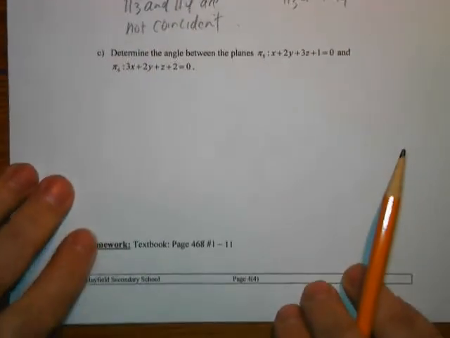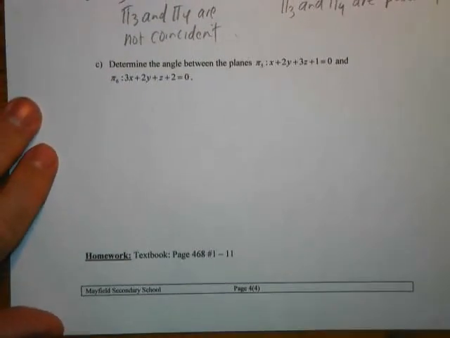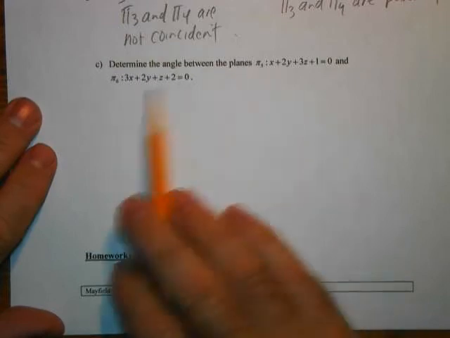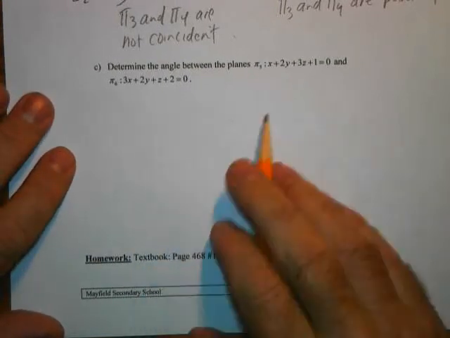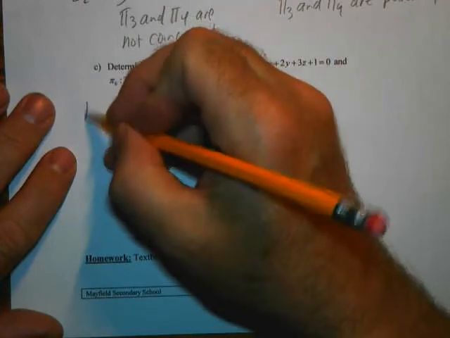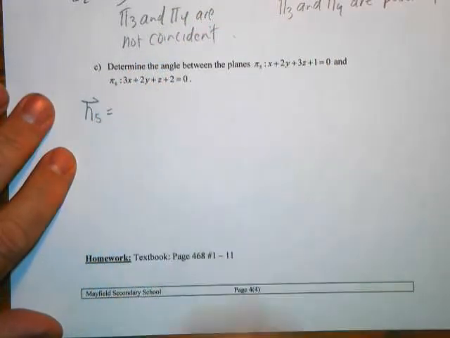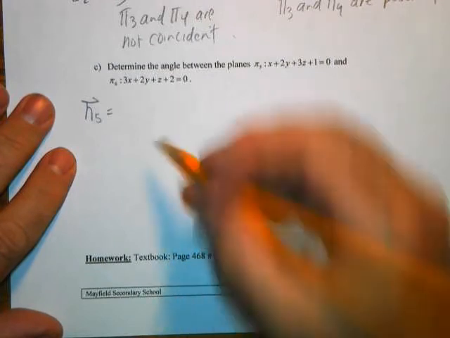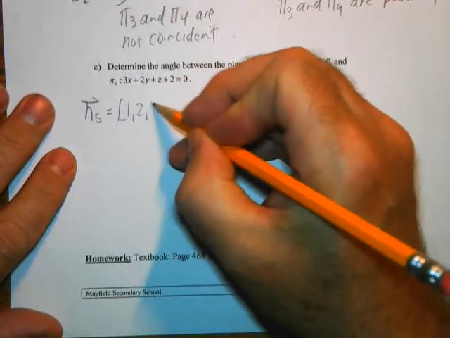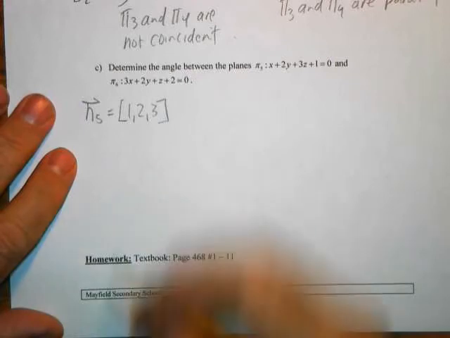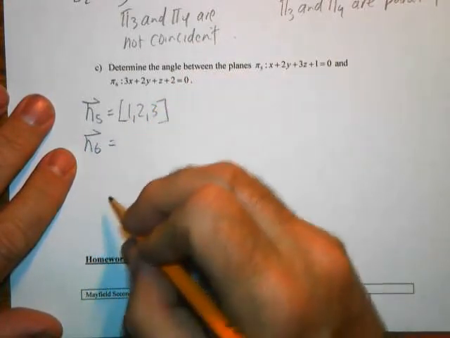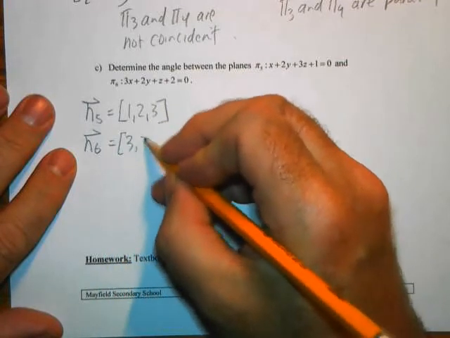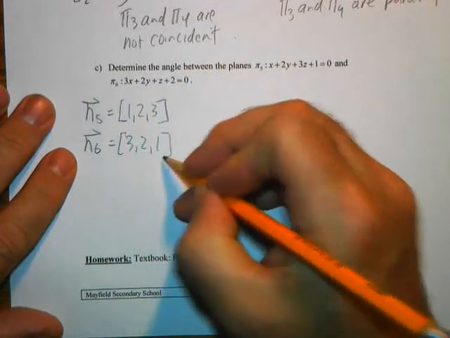Okay, last question is determine the angle between the planes, plane 5 and plane 6. So both, again, in Cartesian equations. So I'm going to look at the normals, and I guess I'll call them normal 5 and 6 this time. The normal of equation 5 is 1, 2, 3. The normal for plane 6 is 3, 2, 1. And that's from the ABC values, of course.